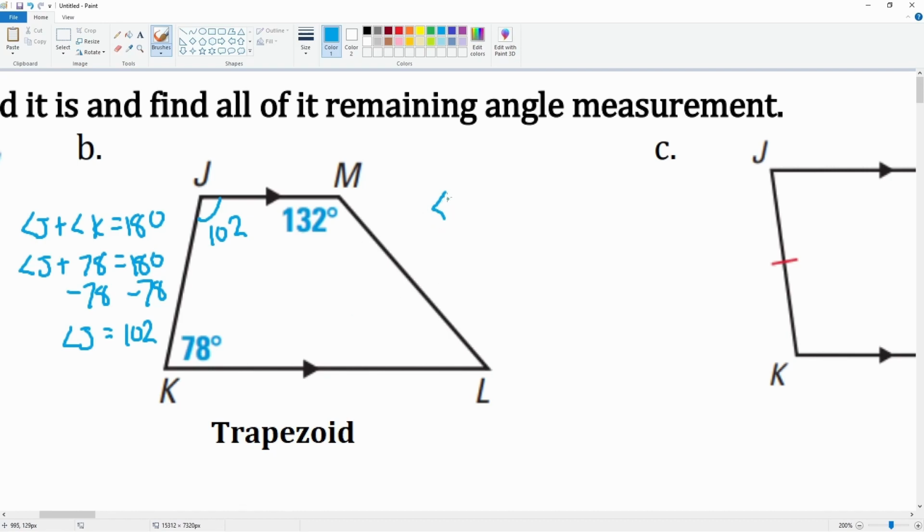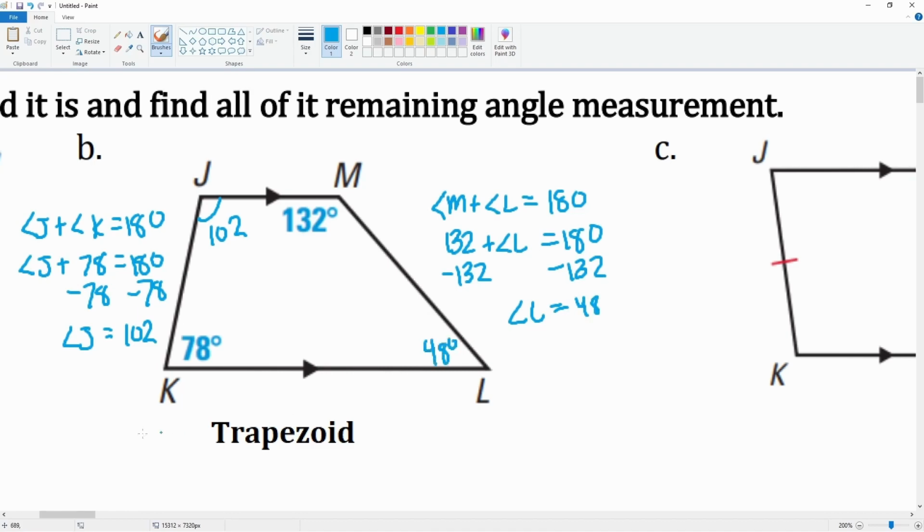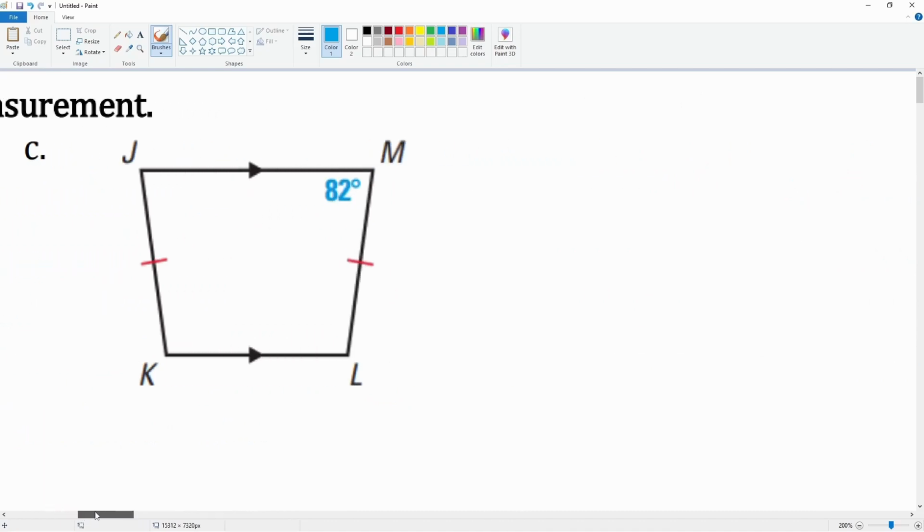Okay. Angle M plus angle L is equal to 180. This is 132, plus angle L is equal to 180. Minus 132 from both sides, you get angle L is equal to 48. Okay, so there you go. This is 48 degrees. All right. This is a very interesting trapezoid. Okay, let's look at C here.